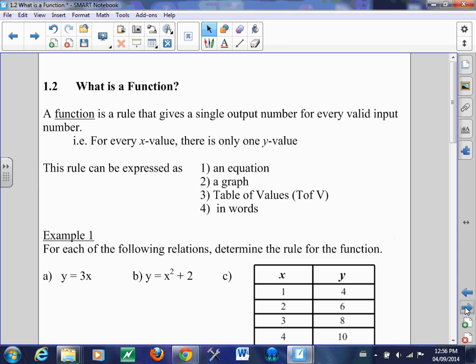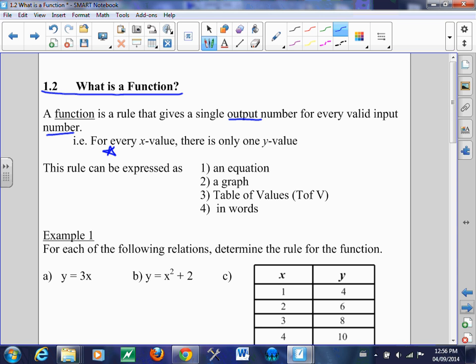Okay, what is a function? Here's your title today. A function is a rule that gives a single output number for every valid input number. The easy way to remember it, and I don't mind you using this on the test, is that for every x value, there is only one y value.